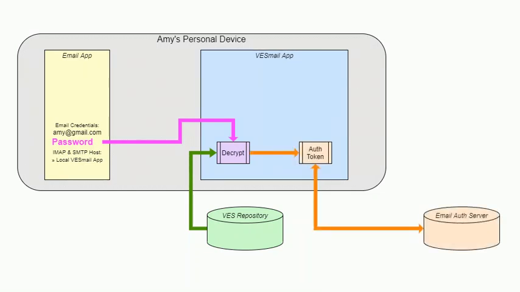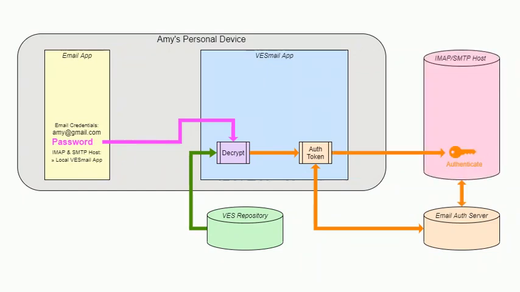The VESmail app then connects with the OAuth server to confirm authorization for amy@gmail.com using the secret token. Upon doing so, the OAuth server passes back to the VESmail app the email access token. The VESmail app then connects with the email server and passes the access token to gain authorization.